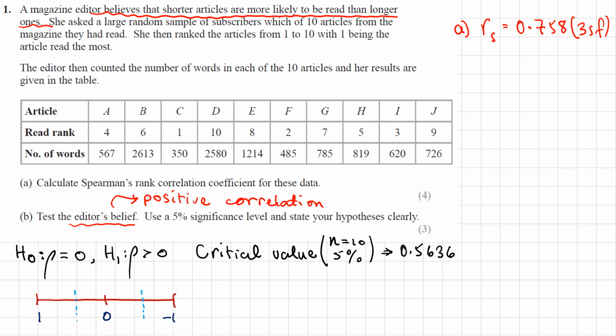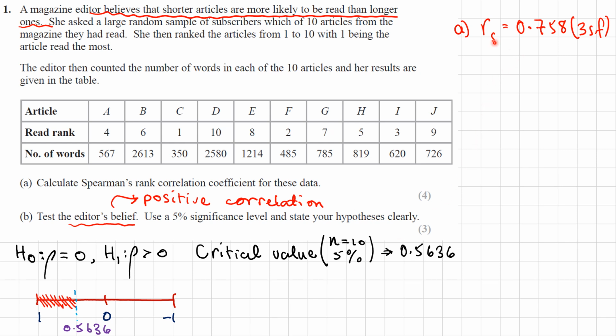So I don't need the negative one really, but I'll just put it on anyway. So we got 0.5636. Actually, let's take it off because Spearman's rank gives us whether it's positive or negative, so I don't need to do negative. And I'll shade here. So this is my critical region. This is where I'm going to reject H0.